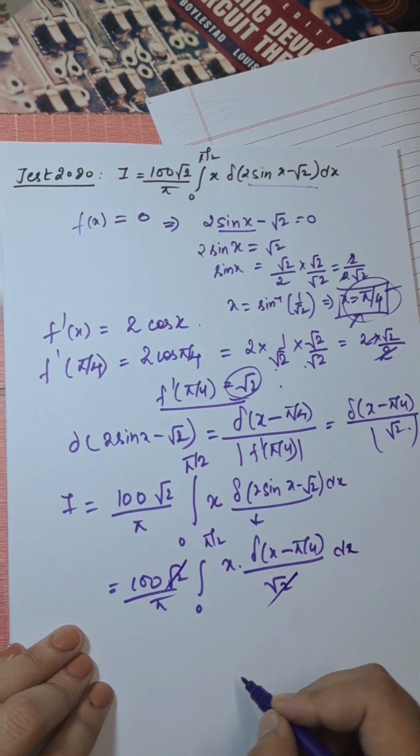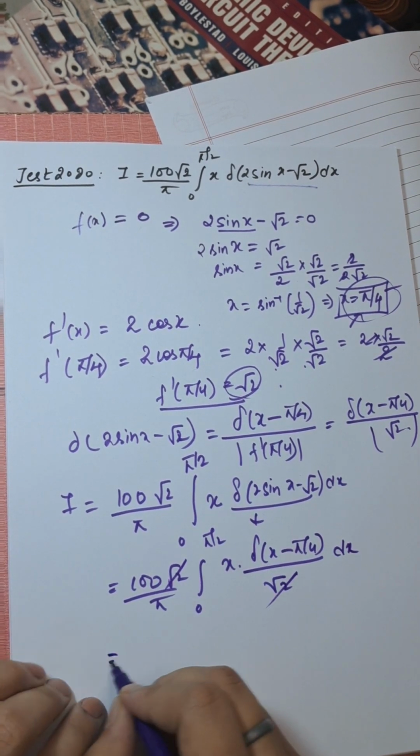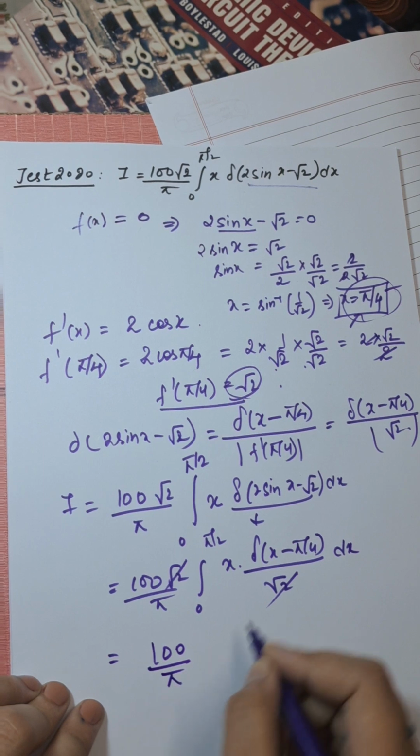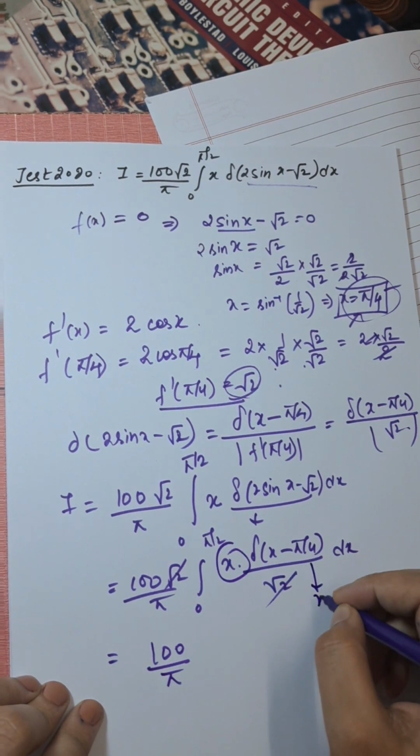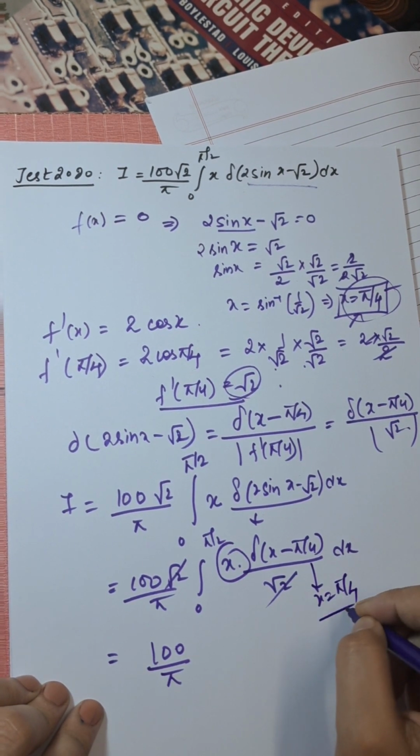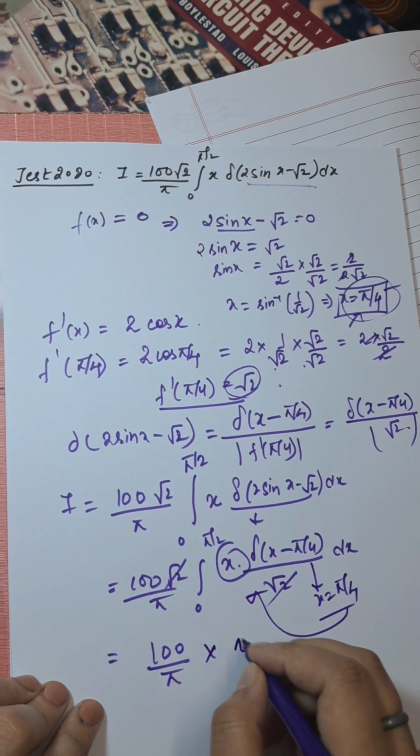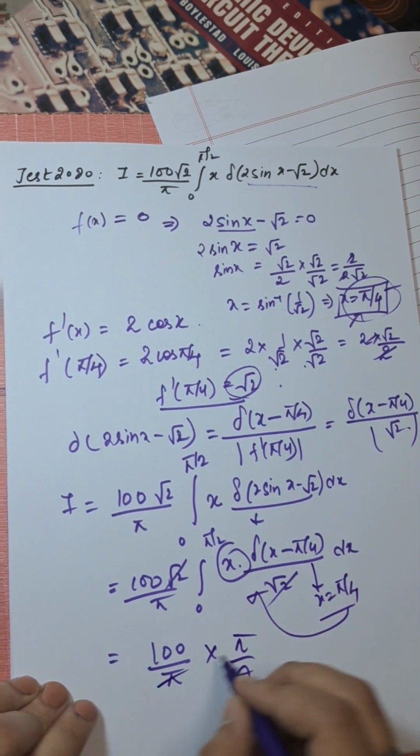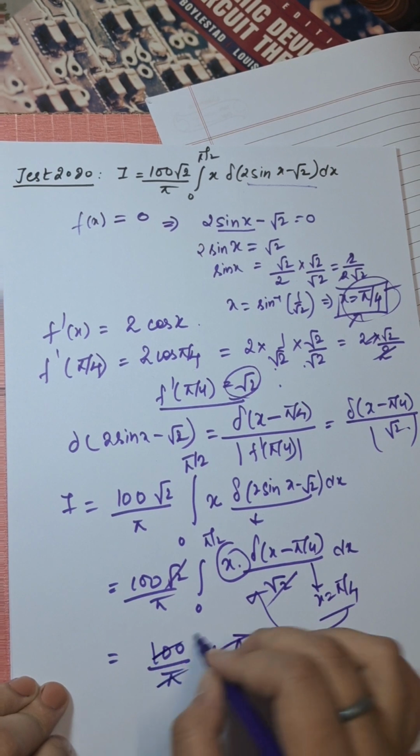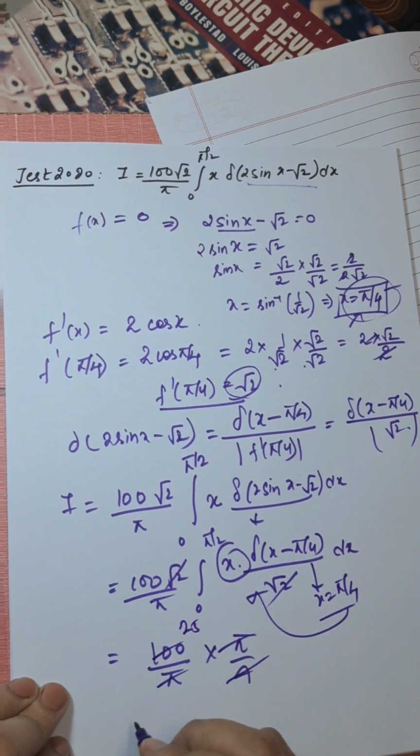Now root 2 cancels root 2, leaving 100 upon pi. Put x equals pi by 4, multiplied by pi by 4, so pi cancels out, 4 times 25 gives 100, so our answer is 25.